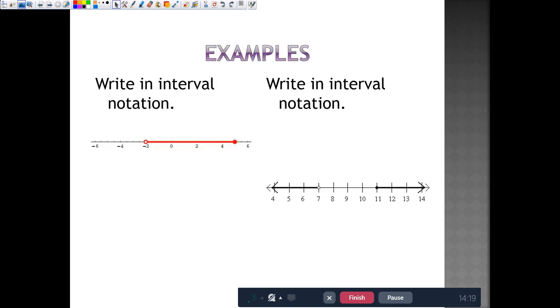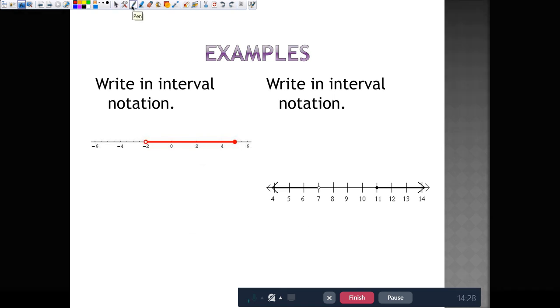So, write an interval notation. This is an open circle, so that means it's not equal to, so it's going to have a parenthesis, and then we have a negative 2. And it goes to 5, and it's a closed circle, so it's going to be a bracket. Okay. And this would be the same as x is greater than negative 2, but less than or equal to 5. But instead of having to write all of this, you can write it just like this. Okay, that's why it's a shortened version.